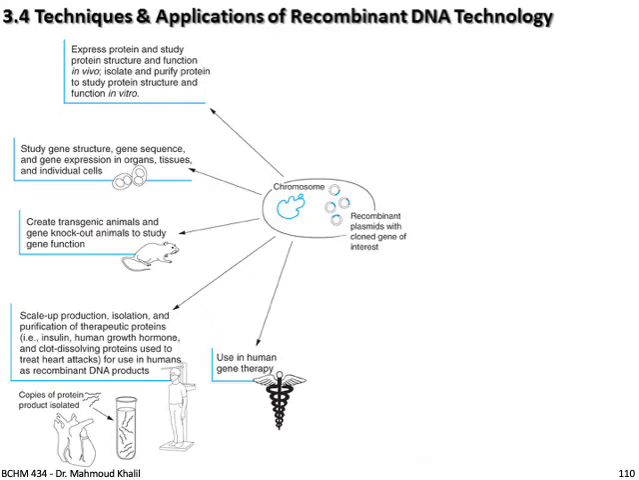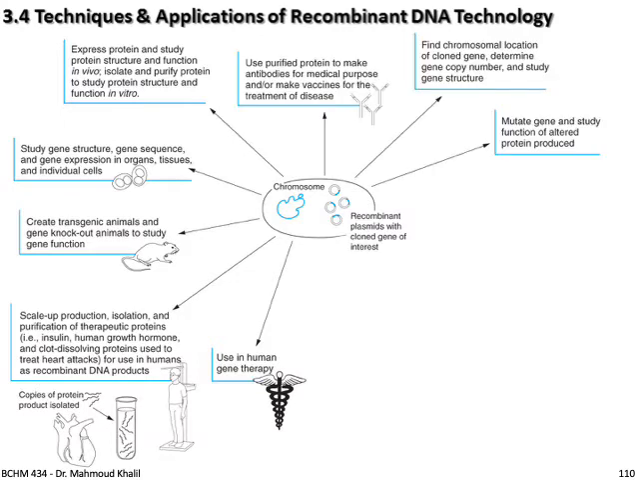Biotechnology can be used to create transgenic animals and gene knockout mice. As well, it can scale up production, isolation, and purification of therapeutic proteins and DNA products. It can also be used in human gene therapy. From the purified protein we can make antibodies for medical purposes. We can as well find the chromosomal location of cloned genes and detect abnormalities and copy numbers. As well, we can use it to mutate a gene and study the function of the altered protein produced.